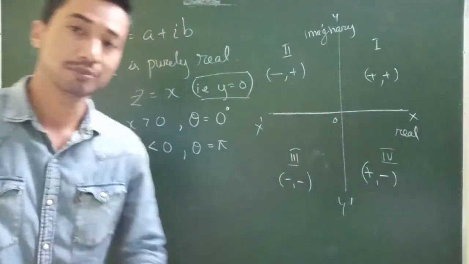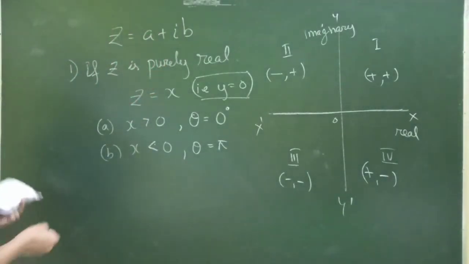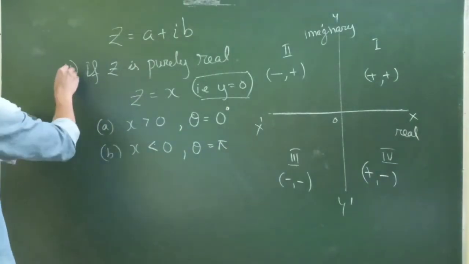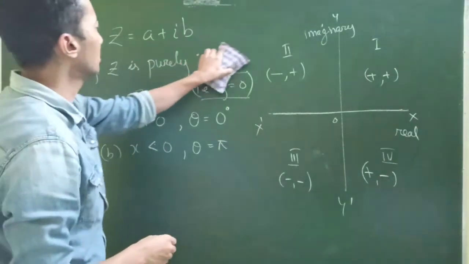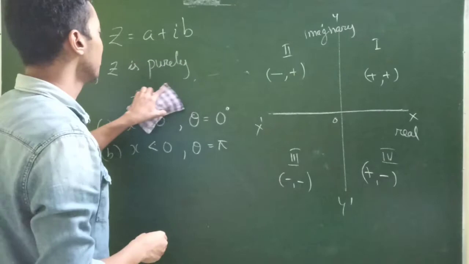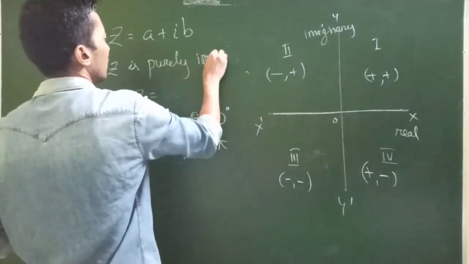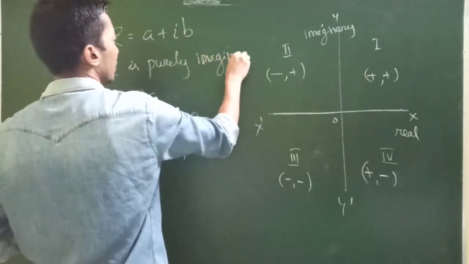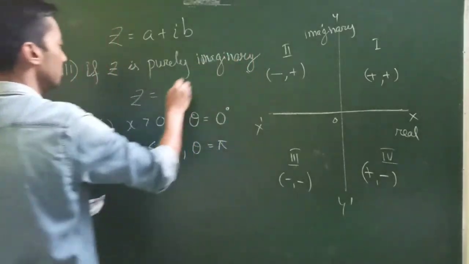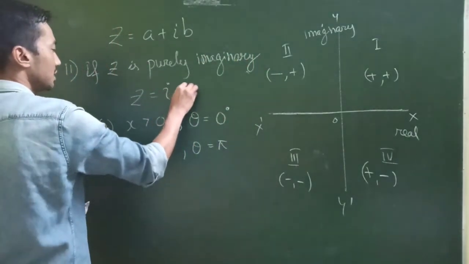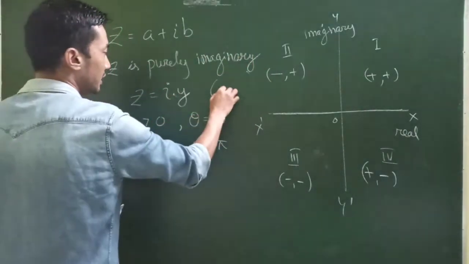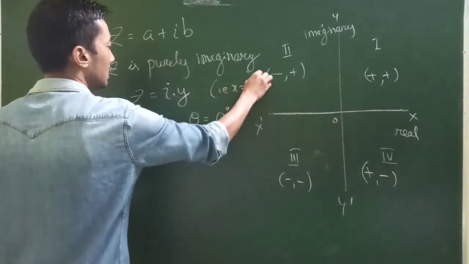You have written it down, you can pause the video and write it down. Now the second case, if z is purely imaginary, I-M-A-G-I-N-A-R-Y, if z is purely imaginary, then the real part will completely go missing, isn't it? That is x equal to 0.